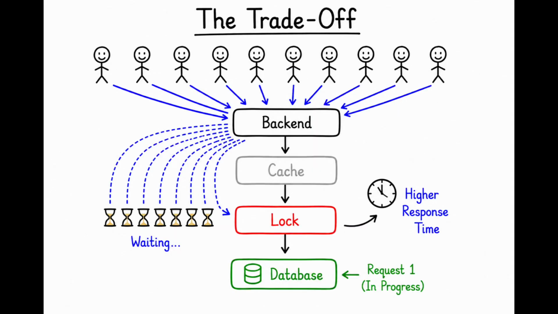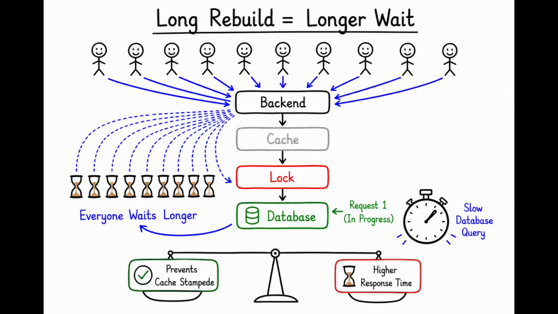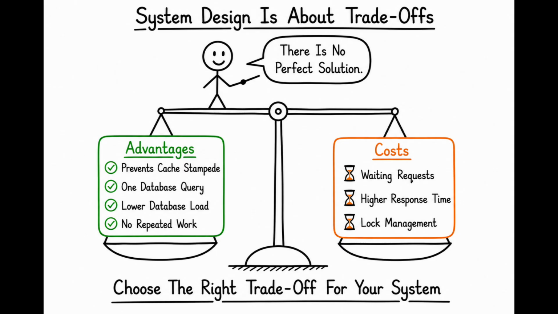But locking is not perfect. Waiting requests increase response time. If rebuilding the cache takes longer than expected, every waiting request also waits longer. So locking solves one problem, but introduces another trade-off. That is exactly how system design works. Every solution has advantages, and every solution has costs.